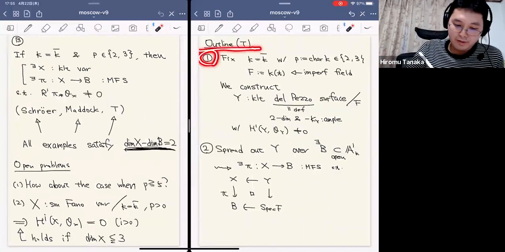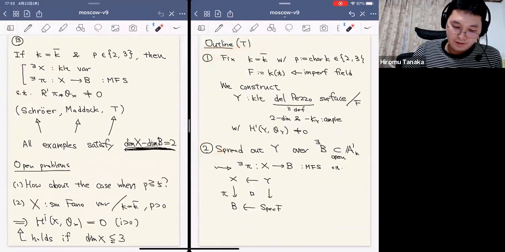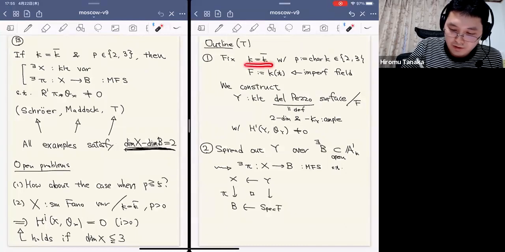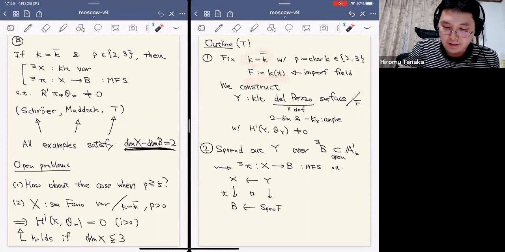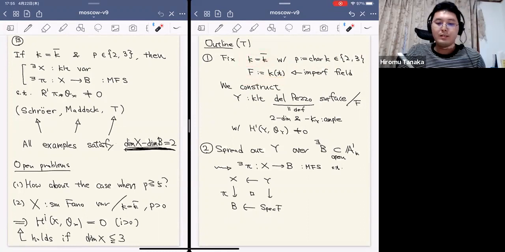So there are 2 steps. What we first do is as follows. We take an algebraically closed field of characteristic 2 or 3. Then we take the function field of P^1 over k. This is an imperfect field denoted by F.